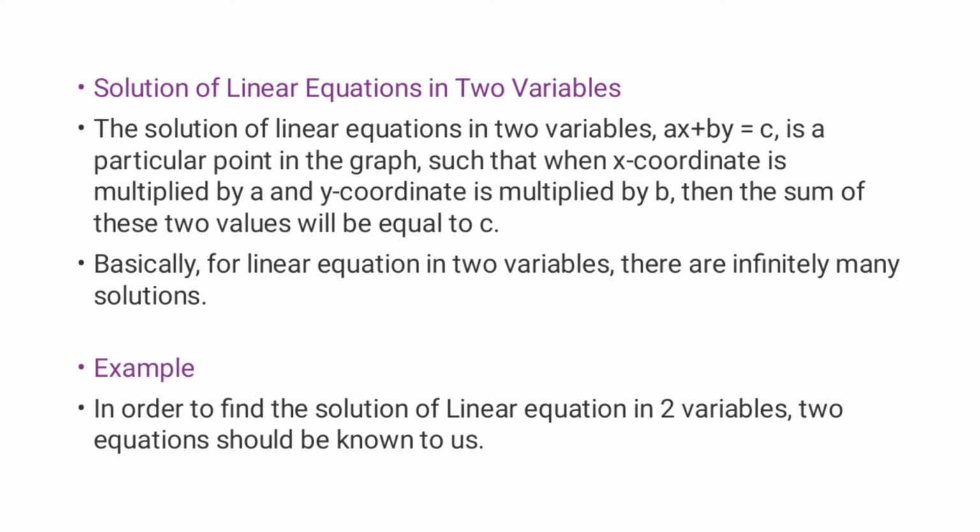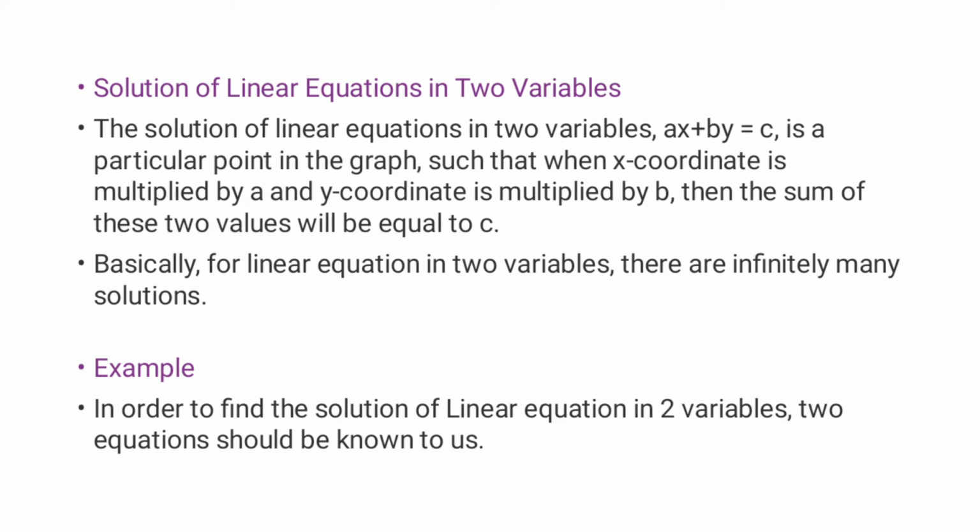Solutions of linear equations in two variables. The solution of a linear equation in two variables, ax plus by equals c, is a particular point in the graph, or we're talking here about the Cartesian plane, such that when the x coordinate is multiplied by a and the y coordinate is multiplied by b, the sum of these two will be equal to c. Basically, for linear equations in two variables, there are infinitely many solutions, meaning there are so many solutions for such equations.